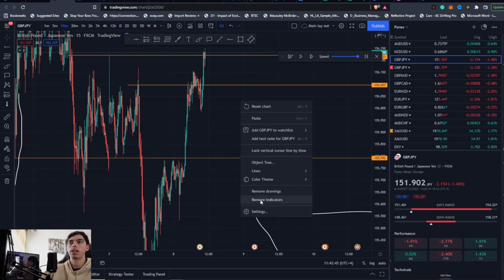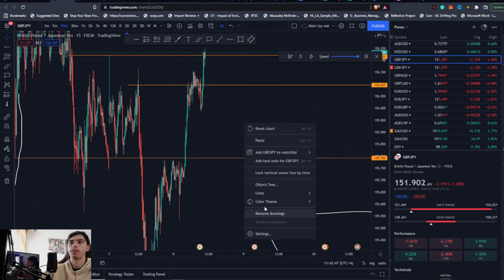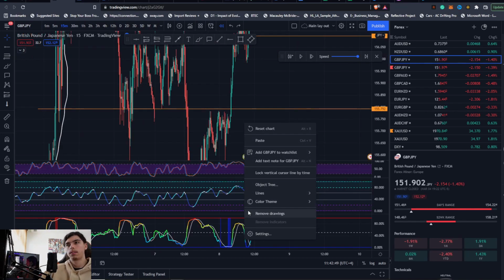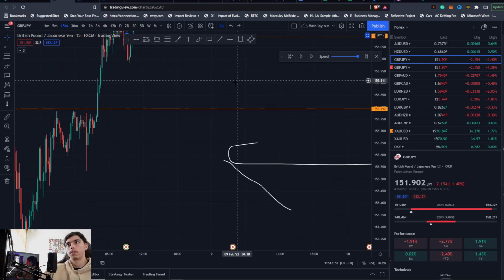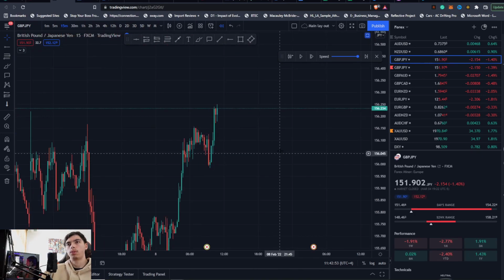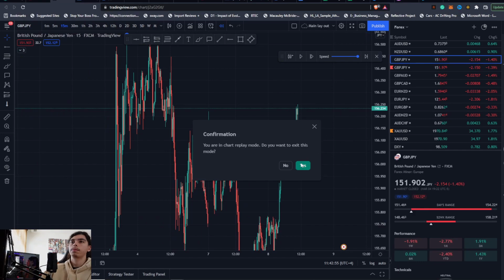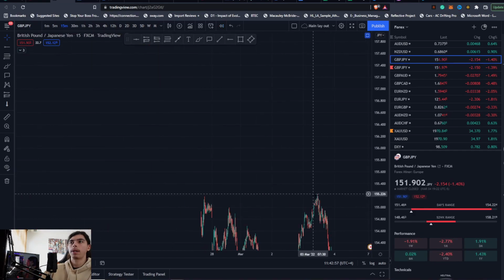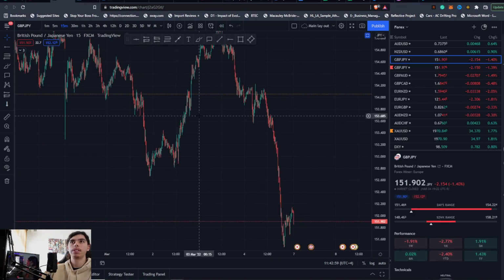So let me just remove indicators. Remove drawings. There we go. So now let's go back to the charts and see another example. This is really useful when doing your analysis for trading really high time frames. Not trading high time frames, but doing your analysis.